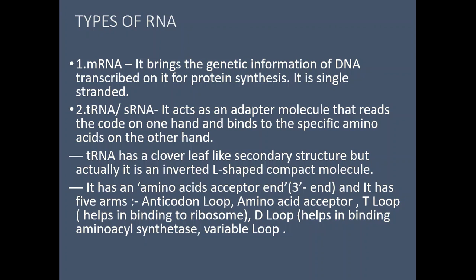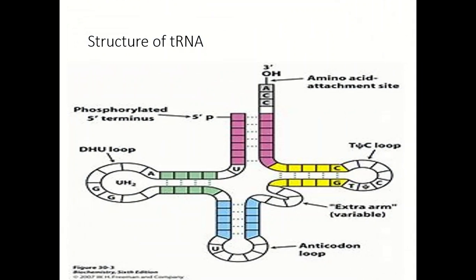Third type is ribosomal RNA. Now before doing the ribosomal RNA, here is the structure of transfer RNA. Now this structure is very important. It is also given in your NCERT book, and sometimes it comes in the exams also. So here you are seeing the different sites over here. One is the amino acid attachment site, where there is written CCA, 3'-hydroxyl group.